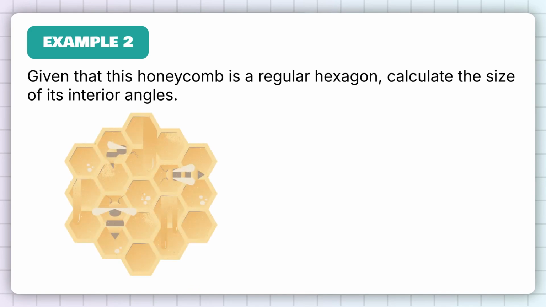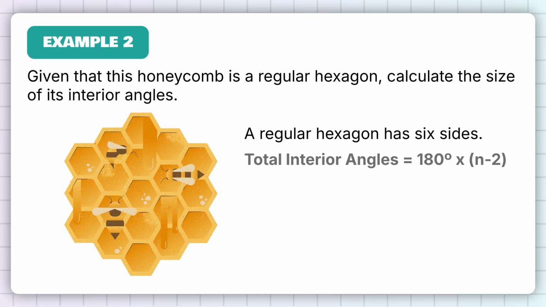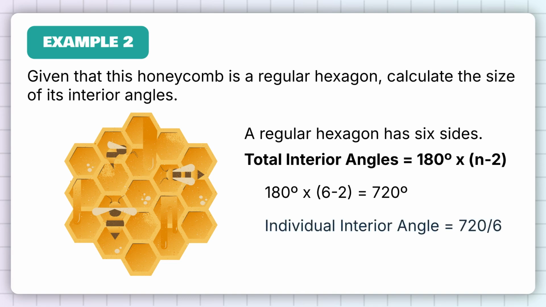Next, picture a honeycomb. The cells within a honeycomb are perfect hexagons. First, a regular hexagon has 6 equal sides and 6 equal interior angles. Using our formula from earlier, the sum of the interior angles of our hexagon is 180 multiplied by (6 minus 2). This equals 720 degrees. As before, we then divide this by the total number of sides and angles to find the size of the individual interior angle. Each angle, in turn, is 720 divided by 6, which equals 120 degrees.